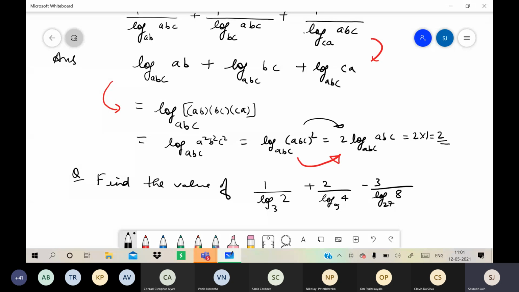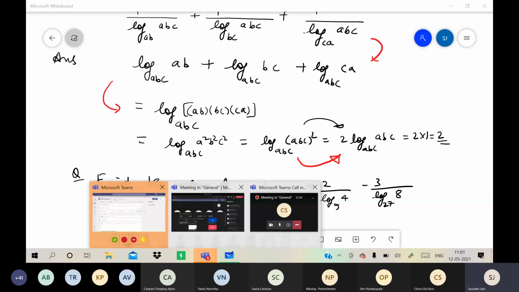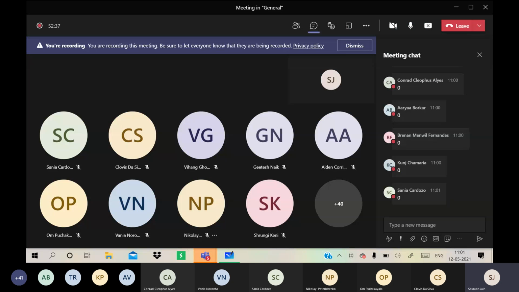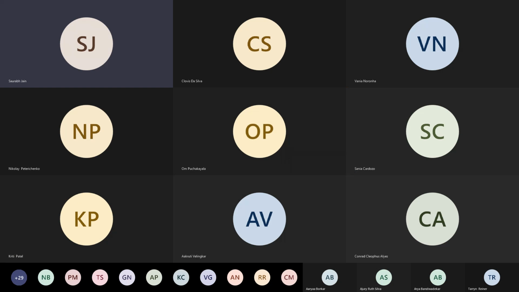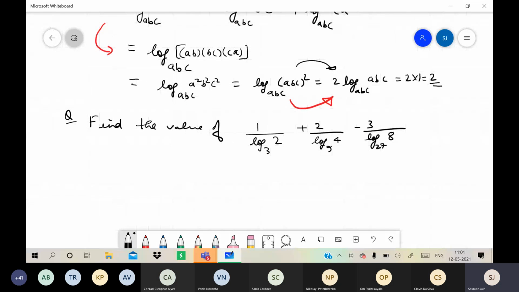Zero. Zero is also correct. Good. See, first of all, we will remove these logarithms in the denominator. So use the reciprocal result. This can be written as log 3 base 2. Next one, this is 2 upon 1 upon log 4. So this will be 2 into log 9 base 4.